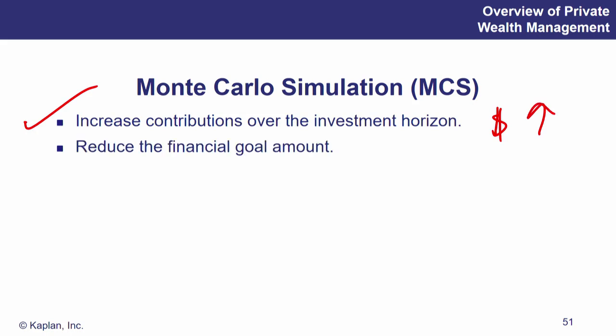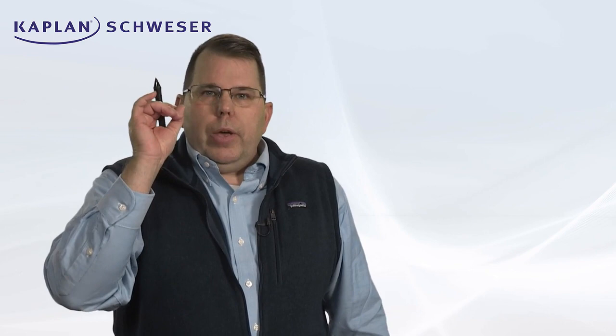How about this? Let's lower the goal. Hey, you're aiming too high. You wanted to be CEO? How about just getting a job at the company? Or you wanted $1 million a year. Can you live on $50,000 a year? Okay, so we can increase contributions over the horizon, or we could reduce the financial goal. That's going to improve our probability. What else can we do?